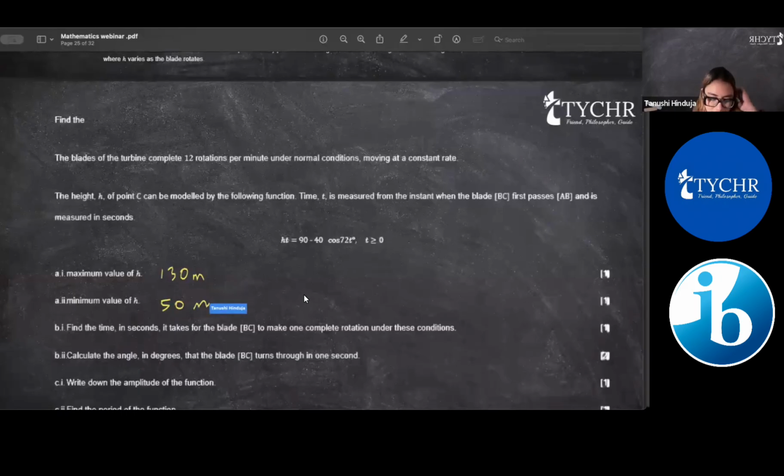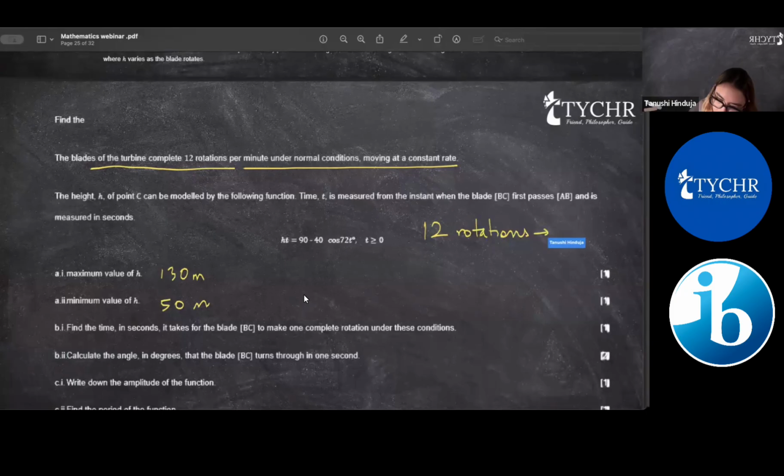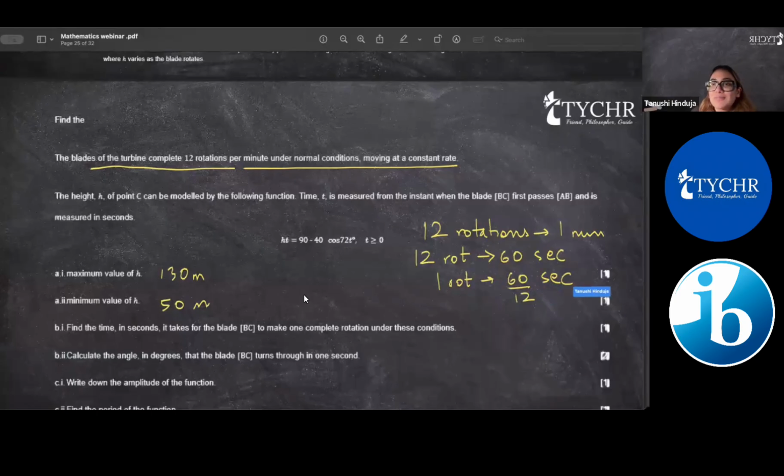Right. Then the B first part, find the time in seconds it takes for the blade to make one complete rotation under these conditions. So this is the condition given to us. The blades of the turbine complete 12 rotations per minute under normal conditions. So 12 rotations in 1 minute. So that means 12 rotations in 60 seconds. So one rotation would be in 60 over 12 seconds. That is how much? 5 seconds. So in 5 seconds it will complete one single rotation.